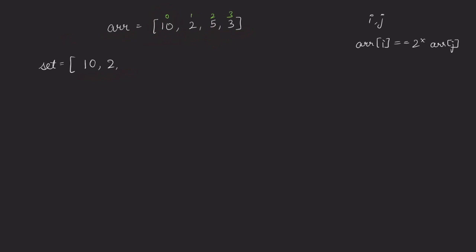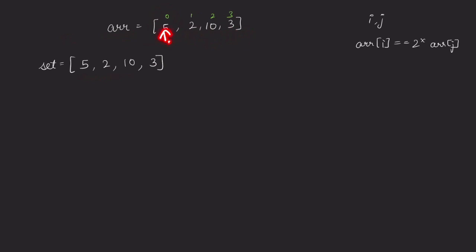But see, let's suppose 5 was present at the 0th index and 10 was present at the second index. In that case, what would happen? We would take 5. In our set nothing is present, so we would insert 5. Then we would take 2, its double is not present, we would insert it into the set. Then we have 10, 10's double is not present in the set, we will push 10. Then we'll take 3, 3's double is not present in the set, so we will insert 3. And now in this case your answer will be false, but ideally it is not false.